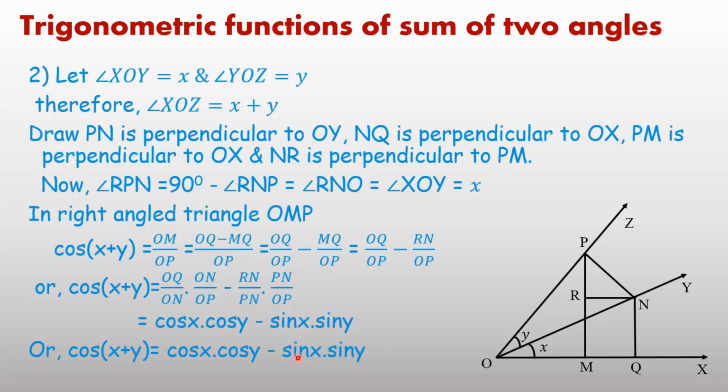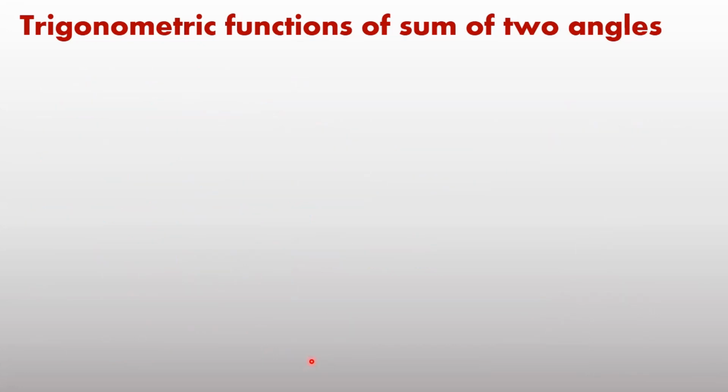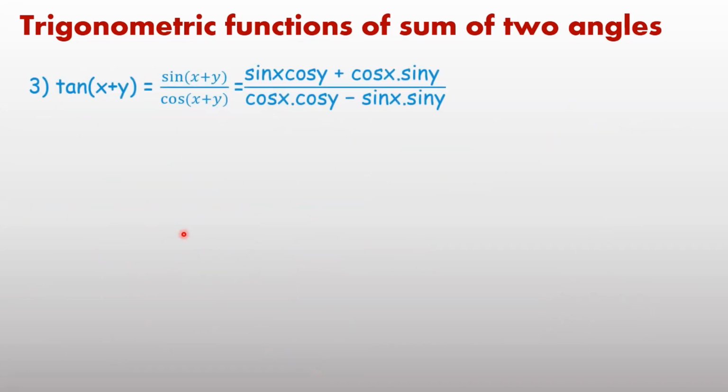The first identity you have covered: sin X plus Y equals sin X cos Y plus cos X sin Y. And the second identity: cos X plus Y equals cos X cos Y minus sin X sin Y. Now the third, tan X plus Y. Using the first and second identity, we have to derive each and every identity.